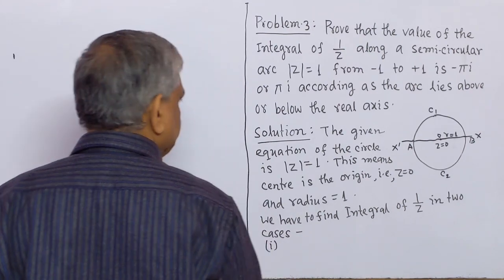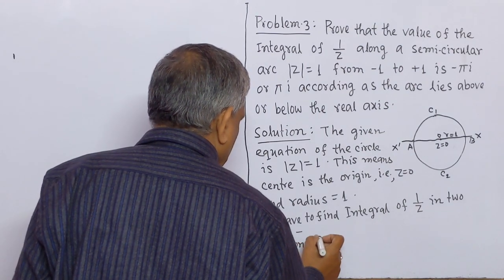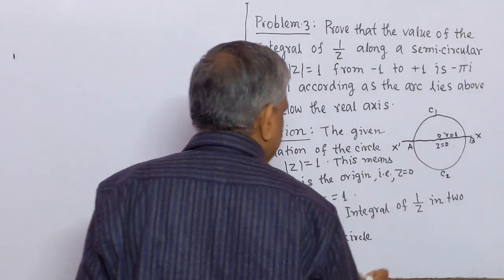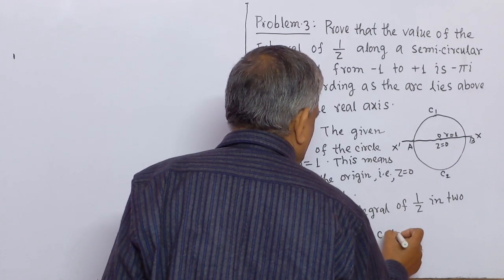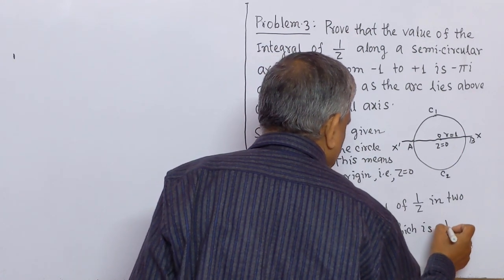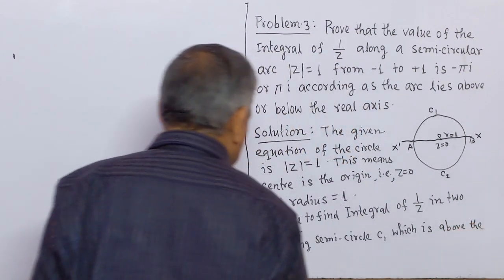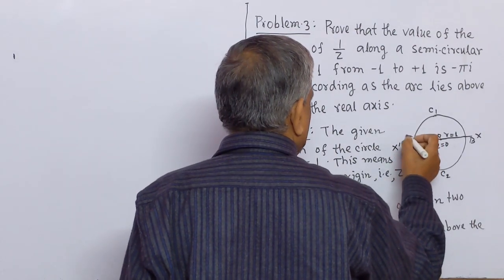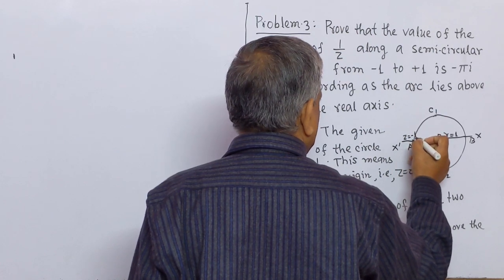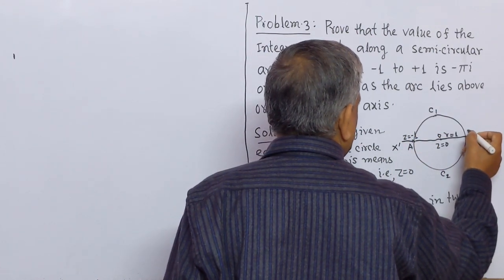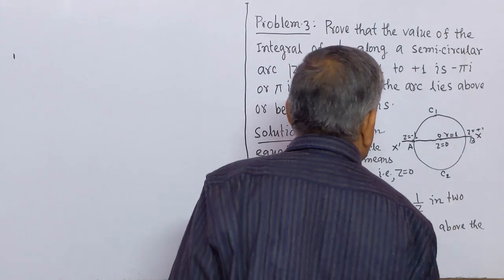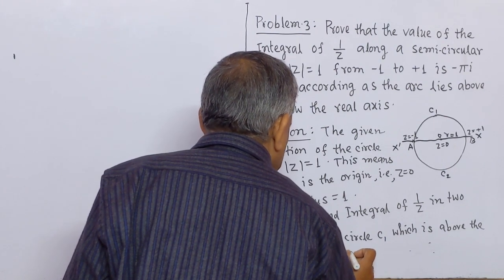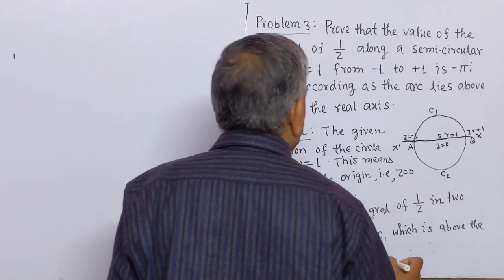Number 1, along semicircle C1, which is above the real axis. Here at the point A, z equal to minus 1, and at the point B, z equal to plus 1. That is, from minus 1 to plus 1.